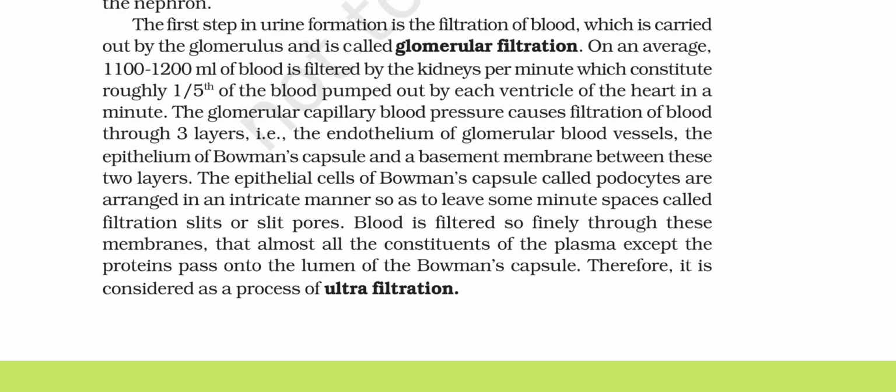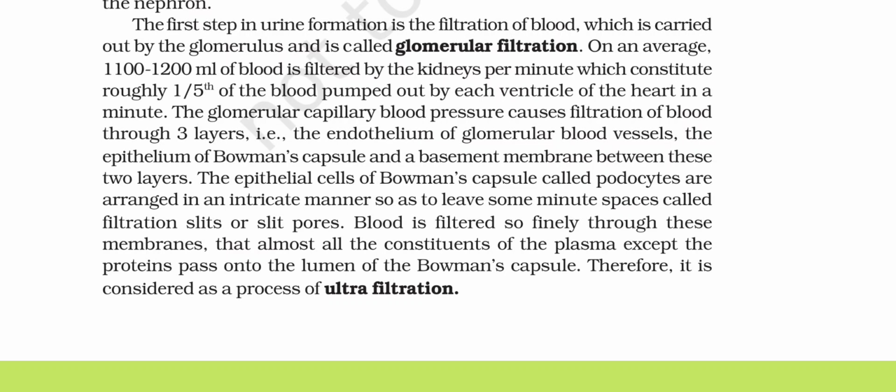On an average, 1100 to 1200 milliliters of blood is filtered by the kidneys per minute, which constitutes roughly 1/5 of the blood pumped out by each ventricle of the heart in a minute. The glomerular capillary blood pressure causes filtration of blood through three layers, that is, the endothelium of glomerular blood vessels, the epithelium of Bowman's capsule, and a basement membrane between these two layers. The epithelial cells of Bowman's capsule called podocytes are arranged in an intricate manner so as to leave some minute spaces called filtration slits or slit pores.